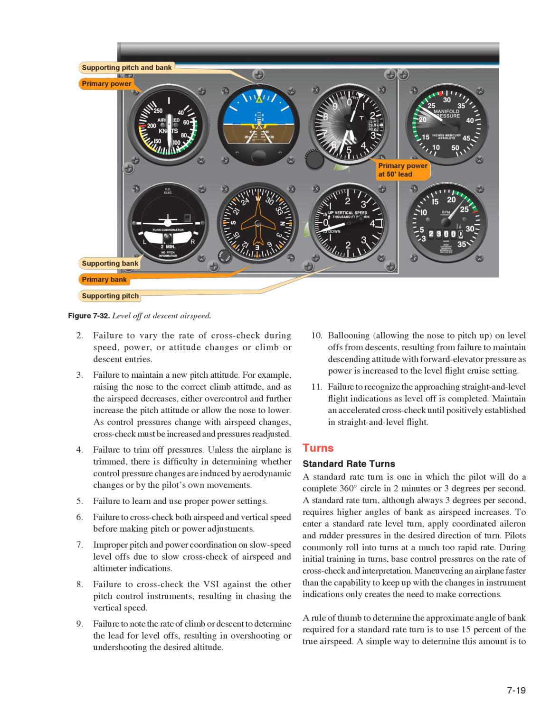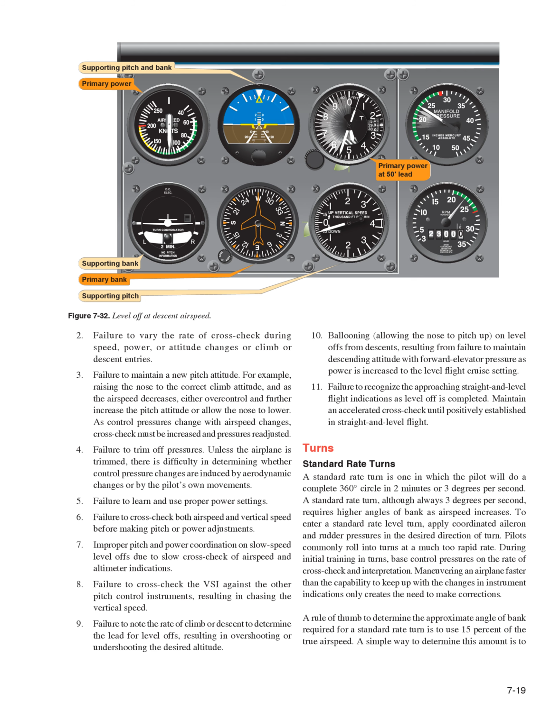7. Improper pitch and power coordination on slow speed level-offs due to slow cross-check of airspeed and altimeter indications. 8. Failure to cross-check the VSI against the other pitch control instruments, resulting in chasing the vertical speed. 9. Failure to note the rate of climb or descent to determine the lead for level-offs, resulting in overshooting or undershooting the desired altitude.